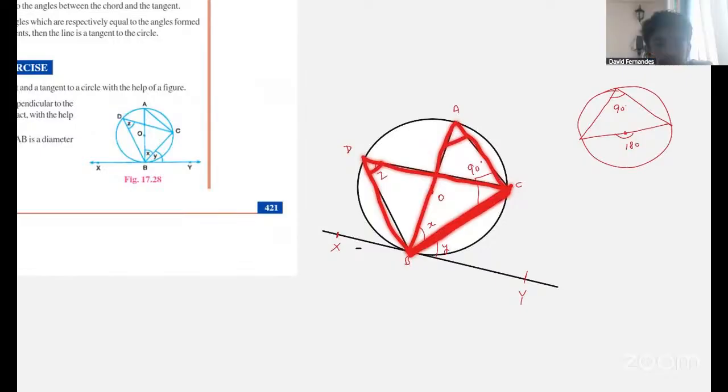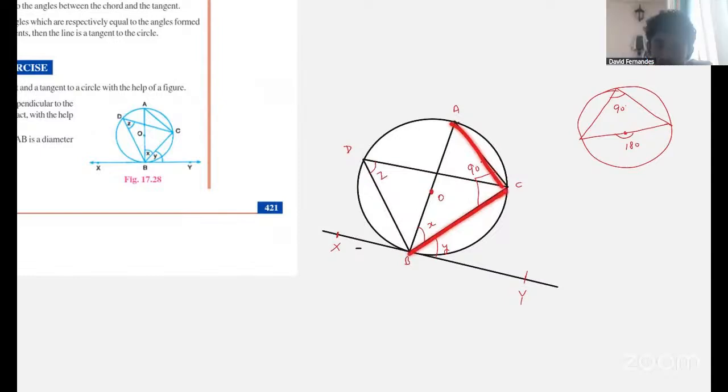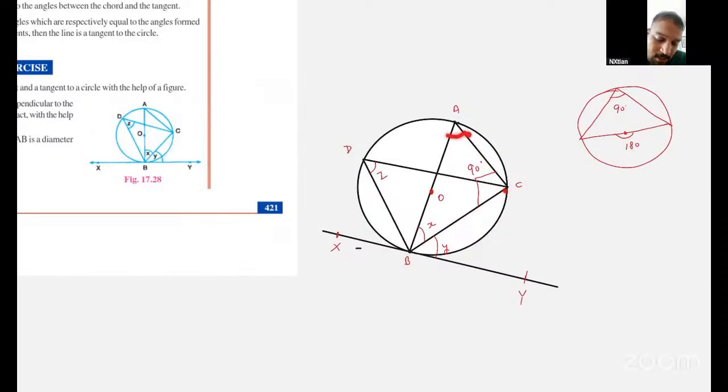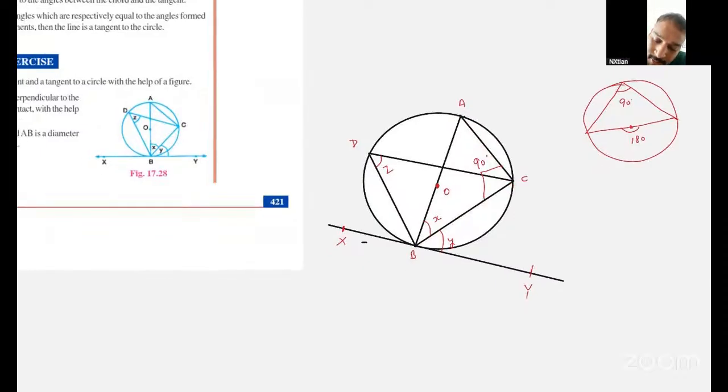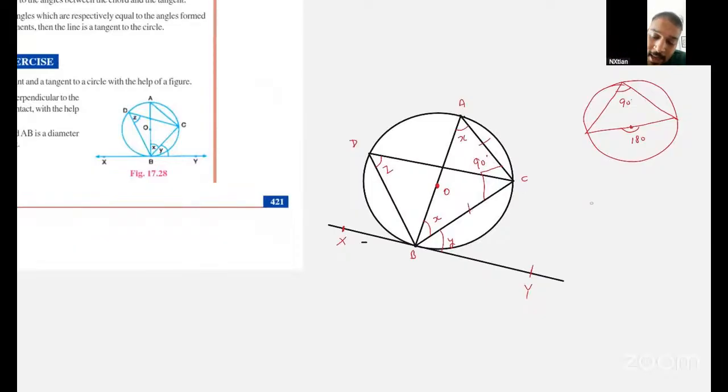Got it? It's saying that AC is equal to BC, so that means X is equal to angle A. AC is equal to BC. So angle A and angle X would be equal, and angle Z also. So what I'm trying to say, this will become angle X also. Why? Because AC is equal to BC. And angle Z is also equal to angle X.